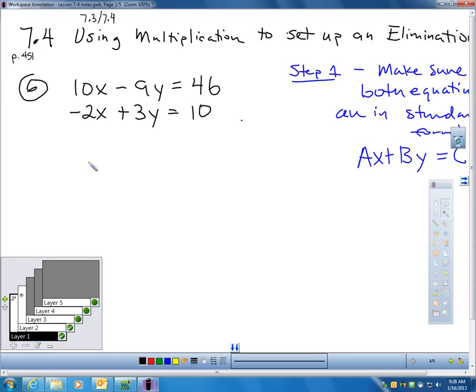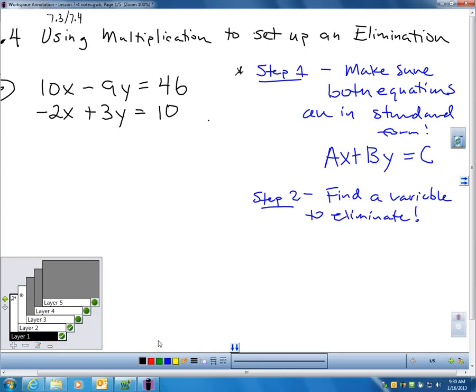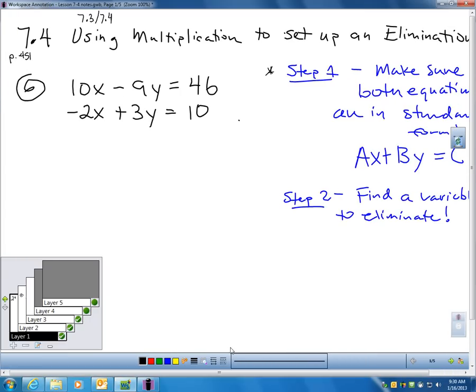You can eliminate, but there's a couple things we'd have to do first. So here would be the process for using elimination if right at the beginning of the problem there's nothing to eliminate. Step 1, as we did the other day, make sure first of all that both equations are in standard form, because if it's not in standard form, we're already going to have a problem. In this case, they are. Step 2, find a variable to eliminate. We already talked about this: there's nothing that we can eliminate right now. If we add or subtract these equations, you're still going to have x's and y's.